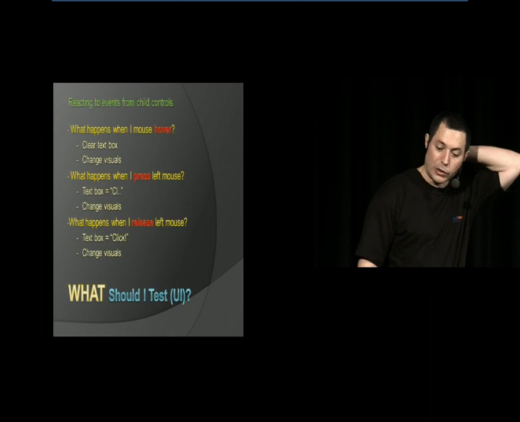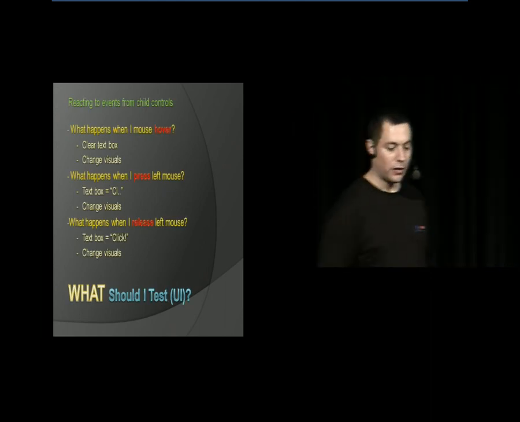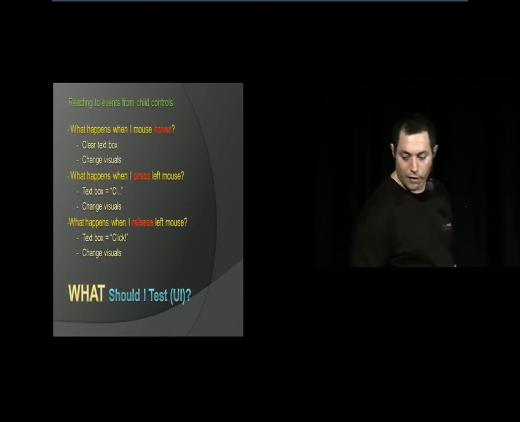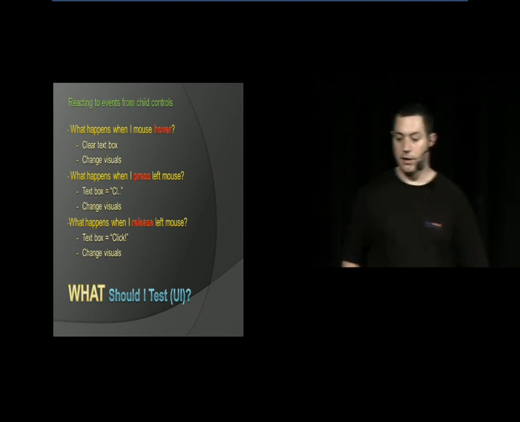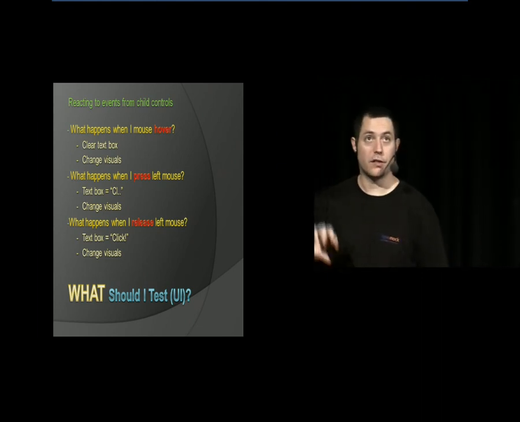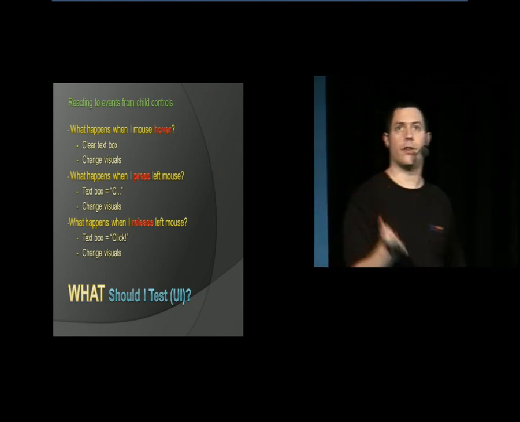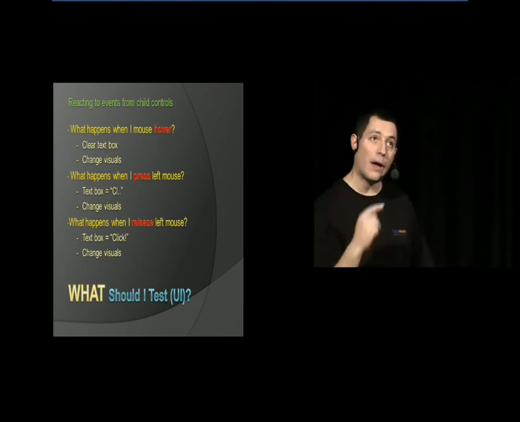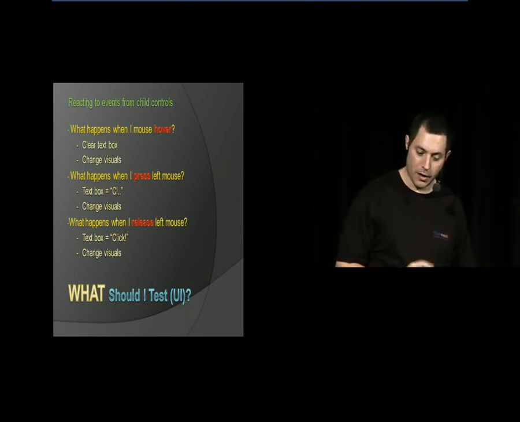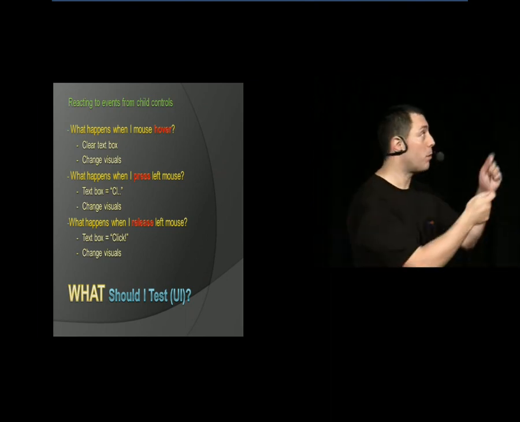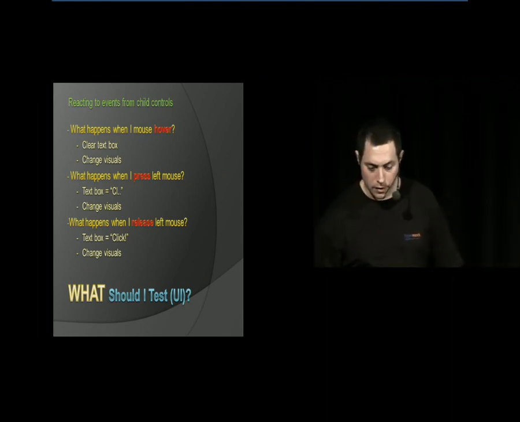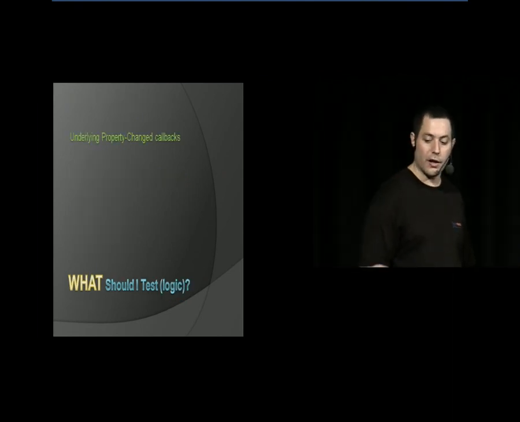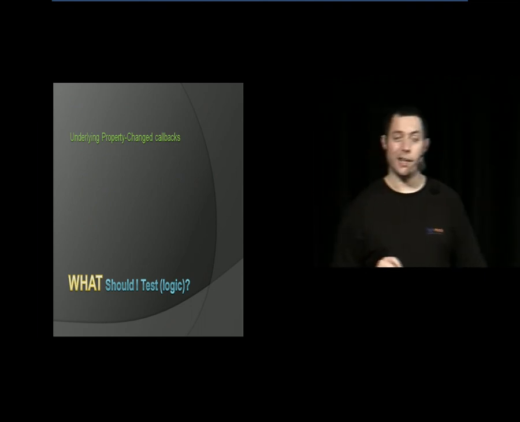There are several things that I would like to test. For example, when the mouse is hovered, I want to check that the text box is cleared and that the visuals are changed, right? Because it changes into red and to yellow and to all that stuff. So this is one of the things that I would like to write a unit test for. I would also like to test that the text box text changes when I release the left mouse and all those other things. I also would like to check various property-related callbacks.